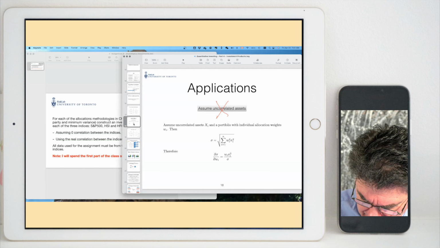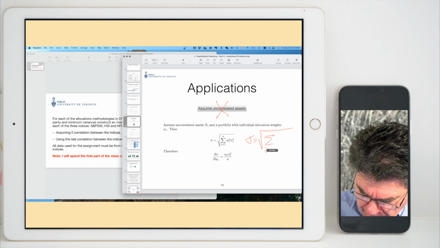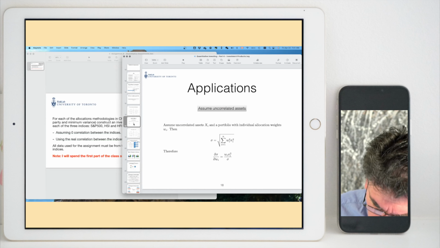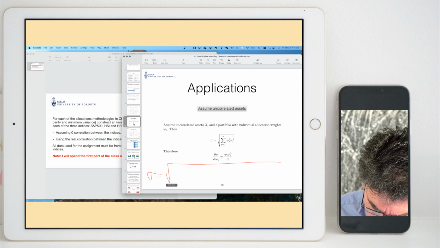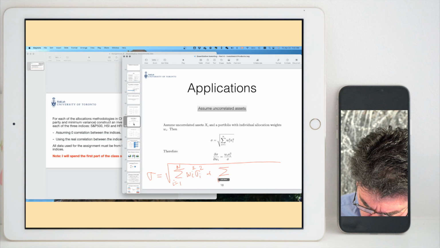This thing breaks down because if the correlation is no longer 0, then the portfolio volatility, what is it? It's the square root of this, and then inside it... I need more room here. The portfolio volatility is not that, it's something bigger. It's the sum of the allocations squared, between 1 and 3, we have 3, and then we have the cross terms. The cross terms are like this.